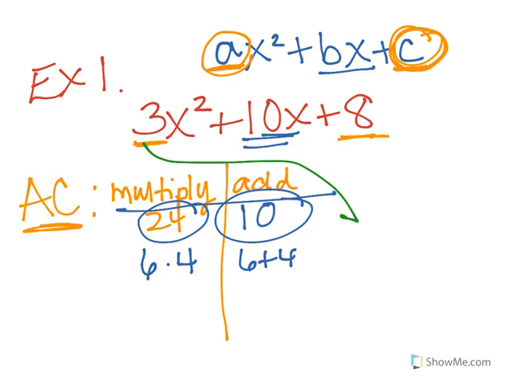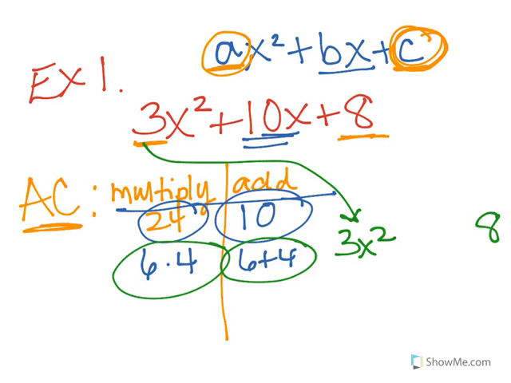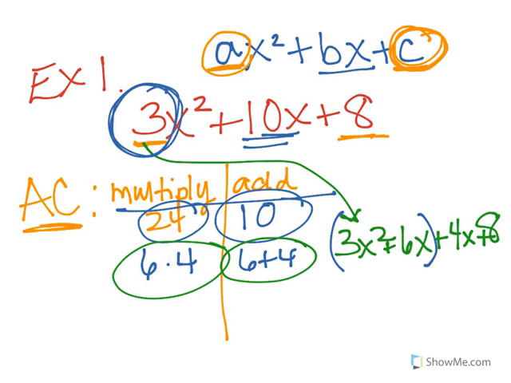We are going to copy the first term, which is 3x squared, and we're going to copy the last term, which is 8. Then we are going to put the terms that we picked, the 6 and the 4, in the middle. So plus 6x and then plus 4x. Instead of just replacing it like we did before, we are going to replace it in the middle. So you're always going to replace in the middle if you have a term for a on the outside.